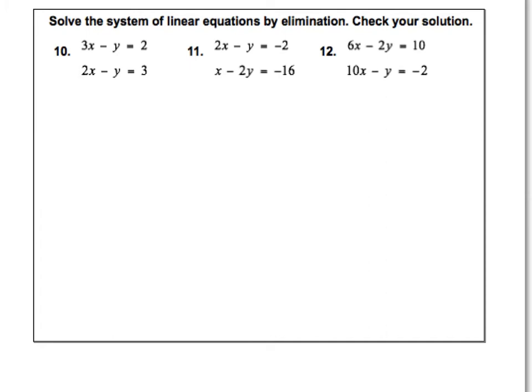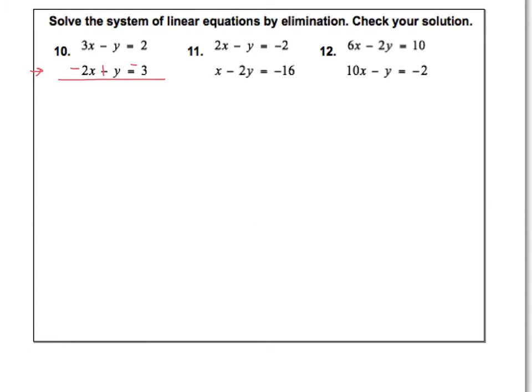Our rule is that if we have something very close to opposites, you take one equation, I'm going to choose the bottom one, and make everything the opposite. So the positive 2x becomes negative 2x. The negative y becomes a positive y, and the positive 3 becomes a negative 3. That is as if I multiplied the bottom equation by negative 1.